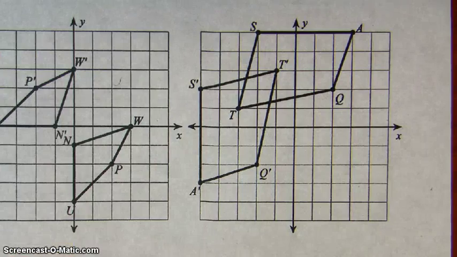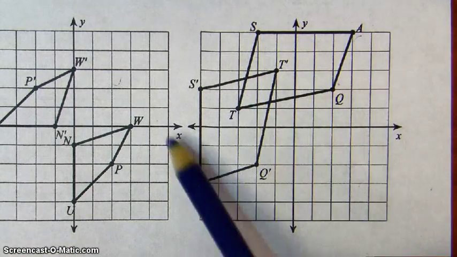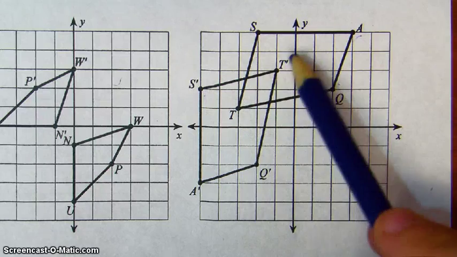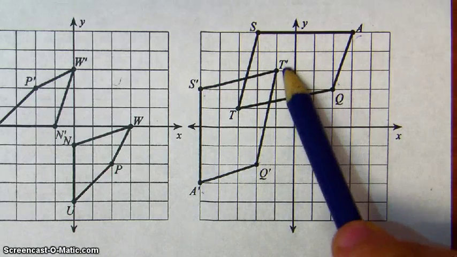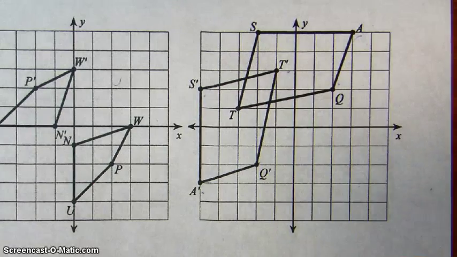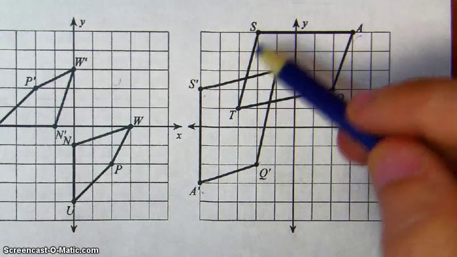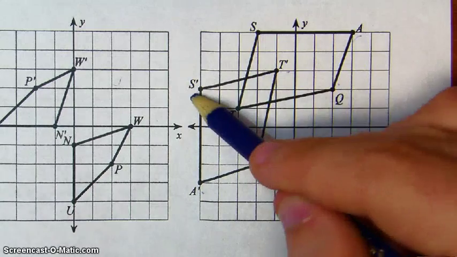Alright, so this one's a little trickier. We've got our pre-image here, S-A-Q-T, and our image, S prime, A prime, Q prime, T prime. So where's the line of reflection going to be? Well, remember, it's got to be halfway in between the image and the pre-image. It's got to be a bisector. So let's look at maybe S and S prime.